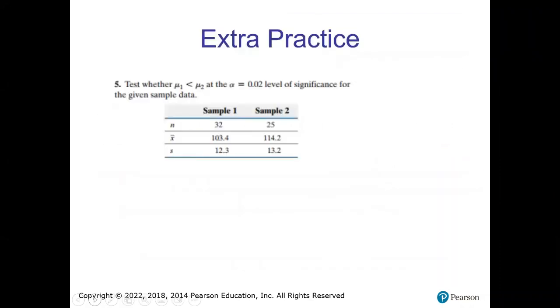Test whether mu1 is less than mu2 at the 0.02 level of significance for the given sample data. This one doesn't give us data, it gives us a summary. We're going to follow the same process, but instead of clicking With Data, we have With Summary. So our null is mu1 equals mu2, and our alternate is mu1 is less than mu2. We are no longer doing mean difference. You will actually write mu1 and mu2. We're going to compare the p-value to our alpha of 0.02.